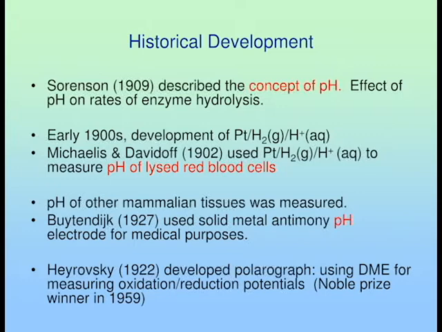Universal indicator. Can you see a good color change? Not very good near pH 7. At the extremes, at pH 1 and pH 14, very good. But anywhere in between, you just can't tell. So actually we need a pH electrode to measure.